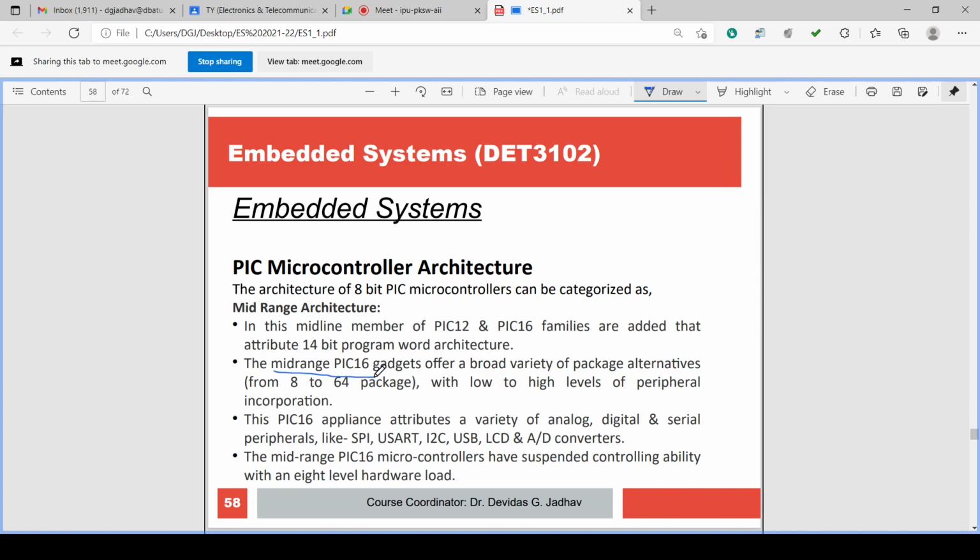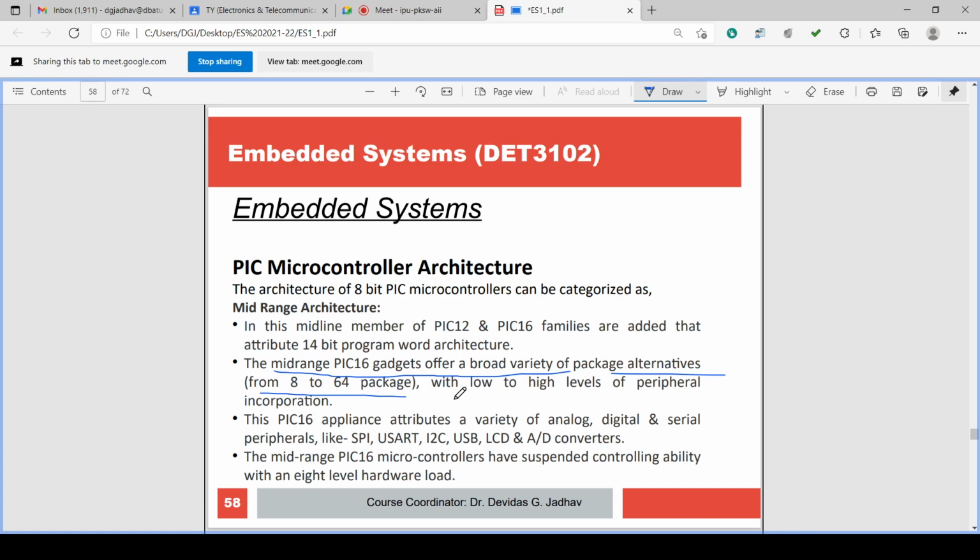The mid-range PIC 16 gadget offers a broad variety of package alternatives from 8 to 64 pins, with low to high levels of peripheral incorporation or interfacing.